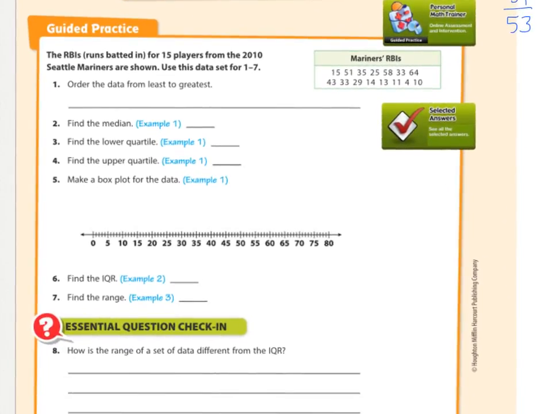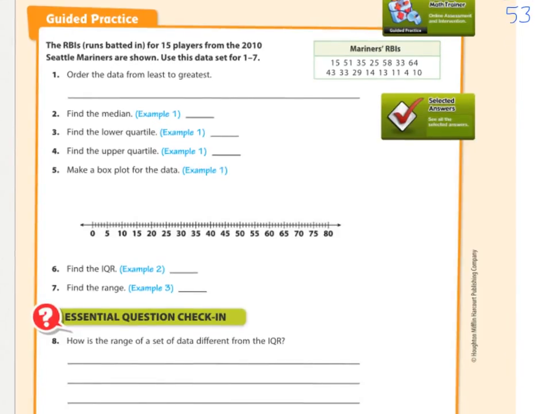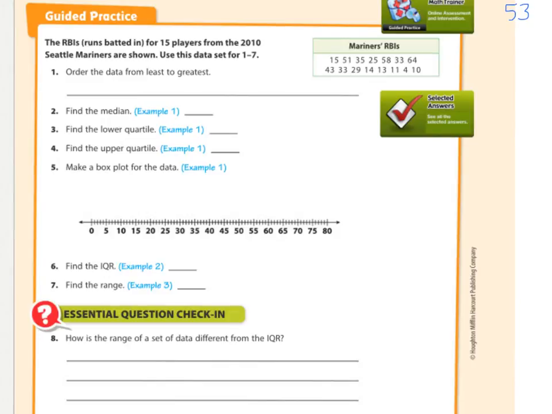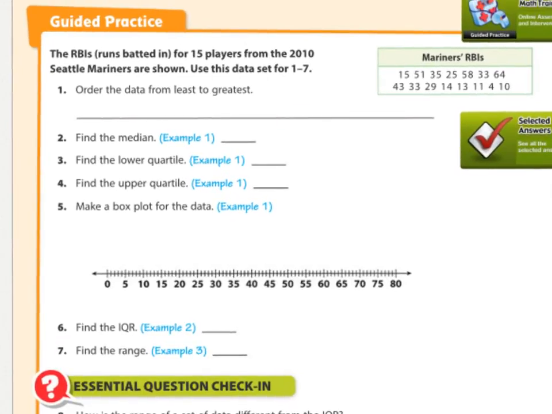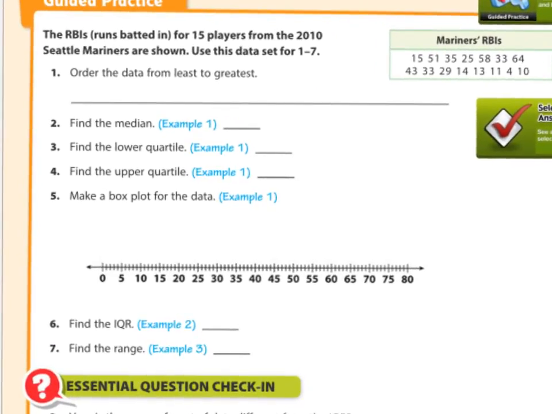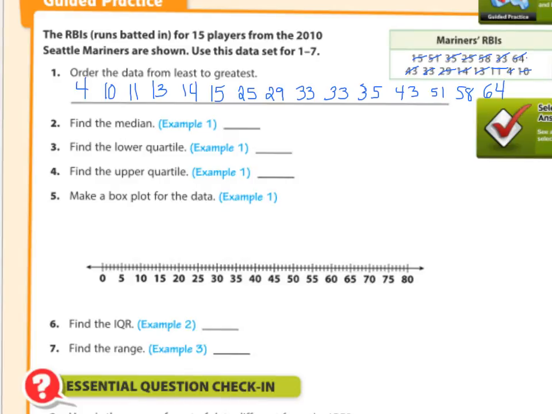Okay, so let's go through this guided practice real quick. It says we're going to follow these steps. So on your notes, I want you to order the data from least to greatest. So do that. Okay, so there's the data in order from least to greatest. Let me just double check. 1, 2, 3, 4, 5, 6, 7, 8, 9, 10, 11, 12, 13, 14, 15 numbers.